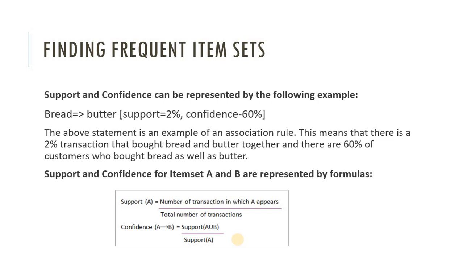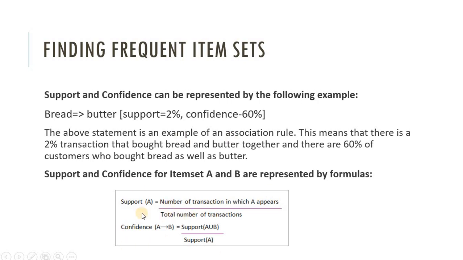But based on some threshold value, we can look at the 10 transactions of a customer, and in each and every transaction the customer also buys bread and butter together. Based on that, the confidence is counted. So the confidence of bread and butter is more. That is why it is 60%. The statement above is an example of an association rule. This means that 2% of transactions bought bread and butter together, and 60% of customers who bought bread also bought butter. That is called support and confidence.